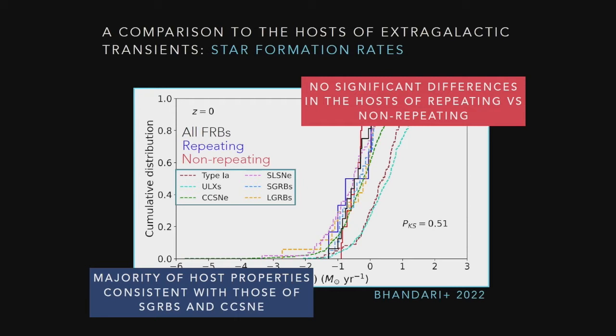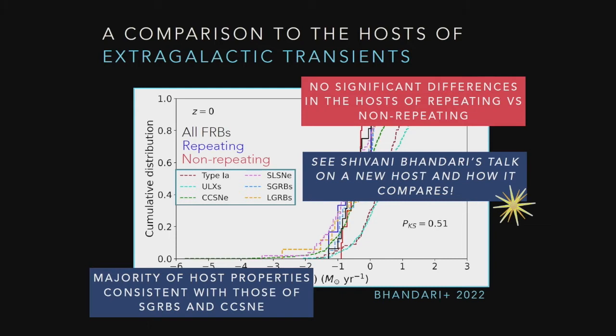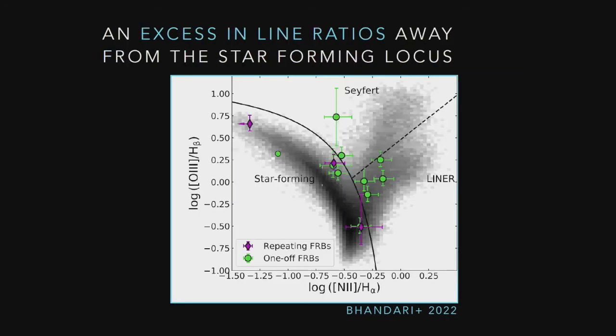In terms of the repeating versus non-repeating population, we find there is no statistically significant difference between the two populations based on this initial sample, and the caveat is obviously that it is very small number statistics at this point. And I'll just go ahead and shout out Shivani's talk later in this session on a new interesting host and how it compares to this population.